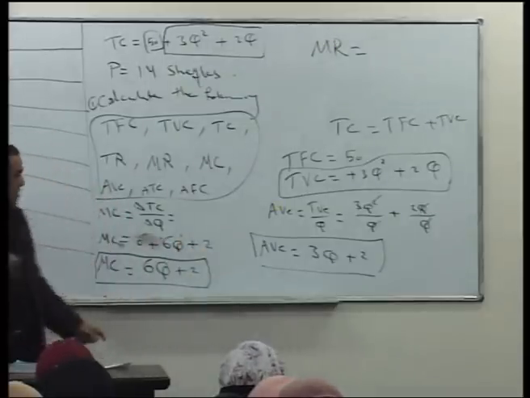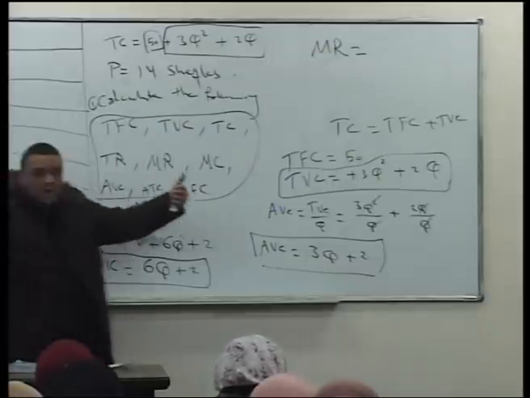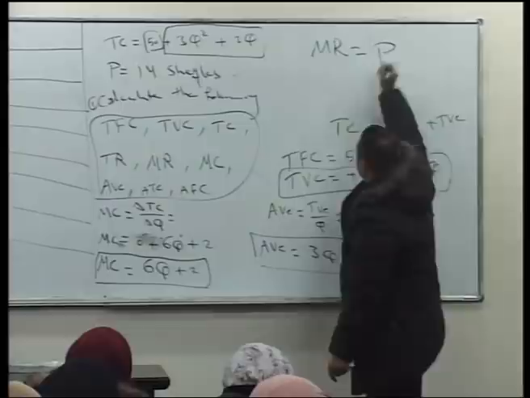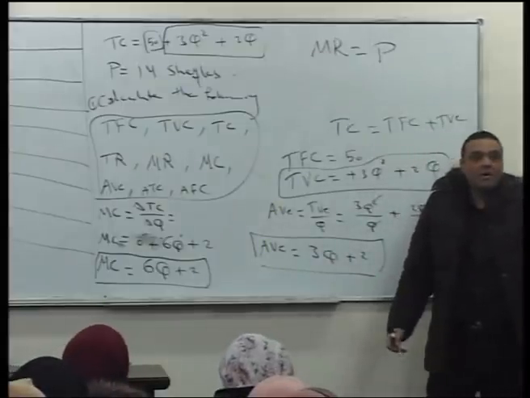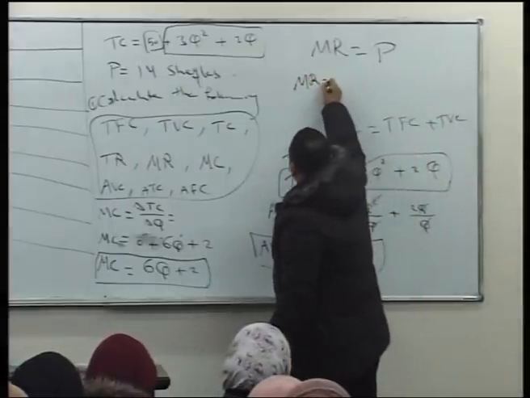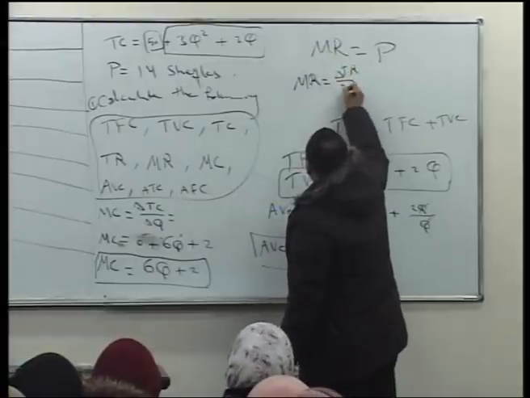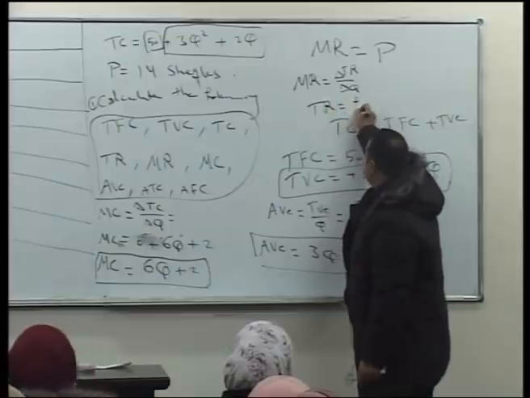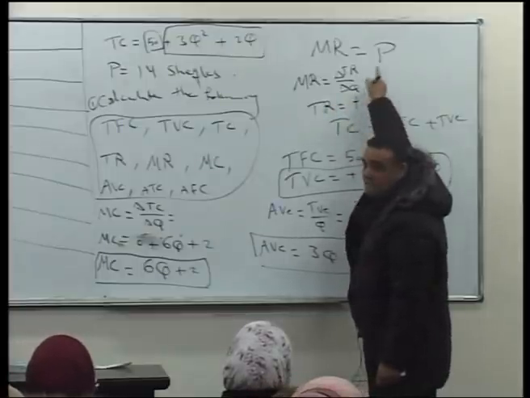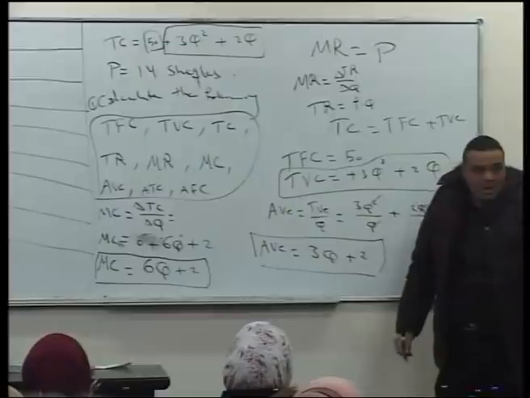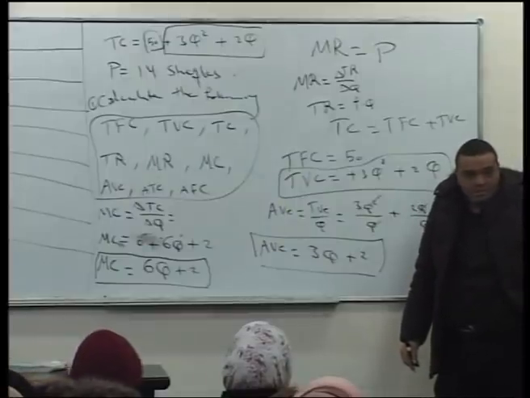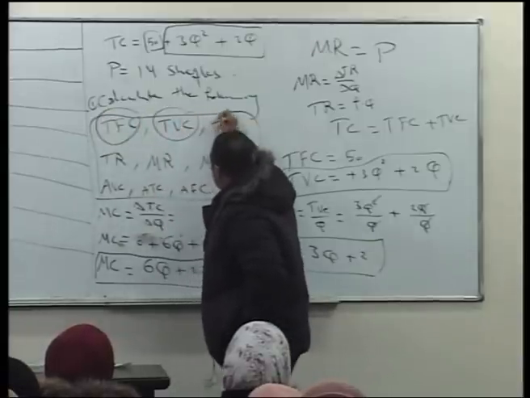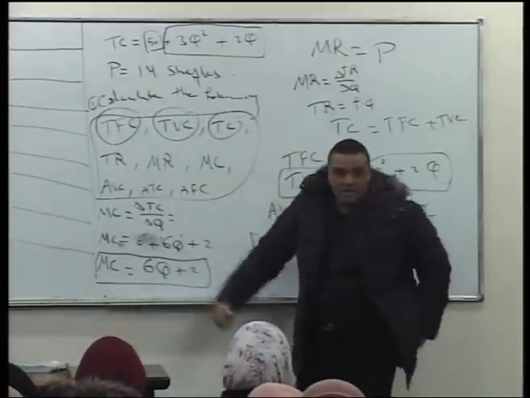Okay? Now marginal revenue in the perfect competition market: MR equals the price, or MR equals change in total revenue over change in Q. What does total revenue equal? Price times Q. Differentiate it with respect to Q and you get P. Right? Correct? Now let's calculate the total fixed cost, total variable cost, total cost and all these variables.